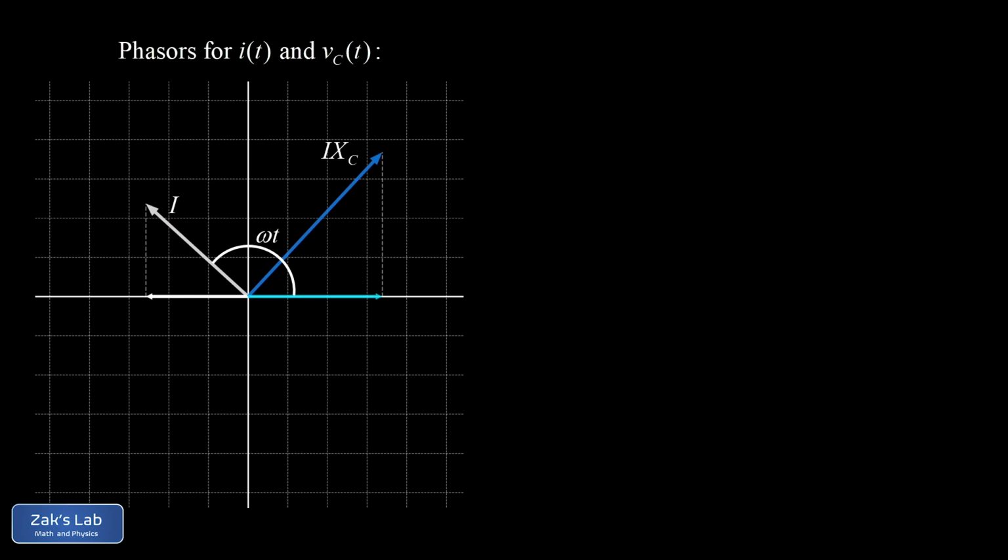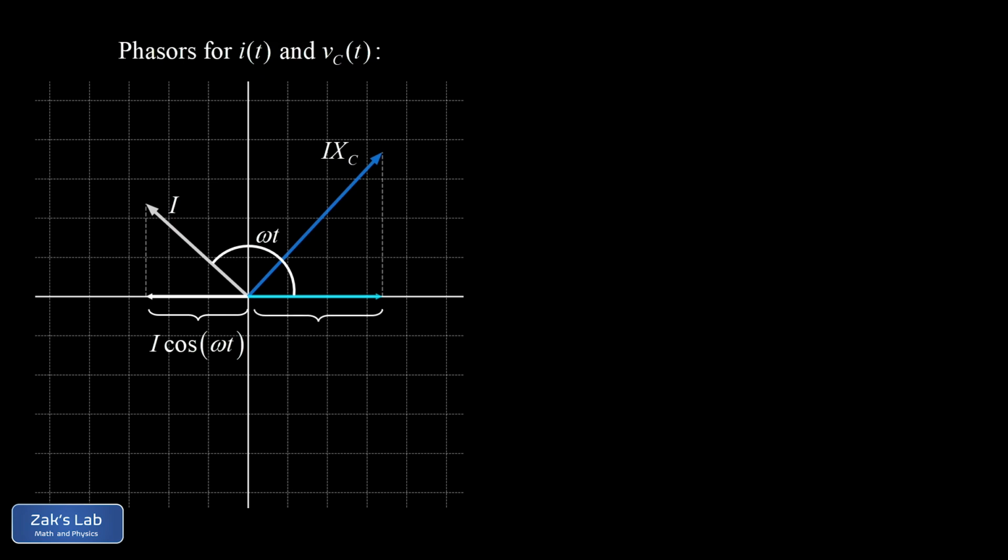Now remember, the way that these phasors generate the actual sinusoidal functions we're talking about is that we take the horizontal projections of them to get the values on those sinusoidal curves. So starting with the horizontal projection of our current phasor, that's simply I times the cosine of omega t. Again, we call that a phase shift of 0. All phase shifts are in reference to the direction of that current phasor.